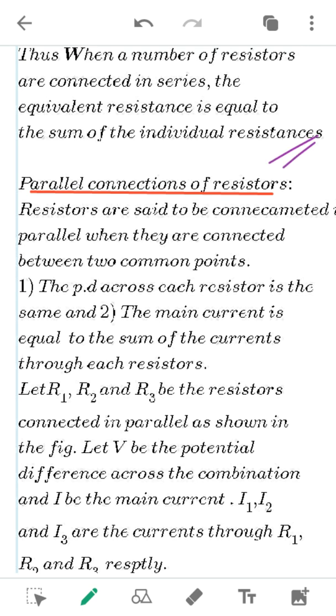So if you have a number of resistors with a small value, and you want a bigger value, then you can take all the resistors and connect them in series, and you will get the required resistance value. Naturally it will be a high resistance. Now let us go to the parallel connection.